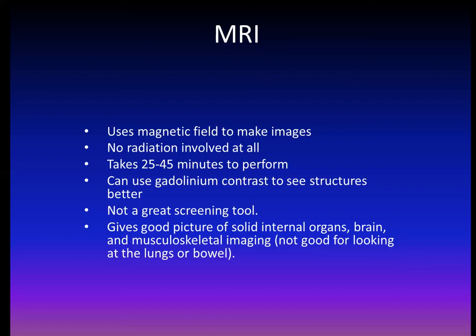So again, I kind of talked about it here. It's really good for looking at the internal organs, the brain, and then musculoskeletal things, but it's not good at all for looking at the lungs. And it's also not good at looking at the bowel because the bowel tends to move around, and that again, it's collecting data over time. So if the bowel's moving, then the image is going to be really blurry due to the motion.